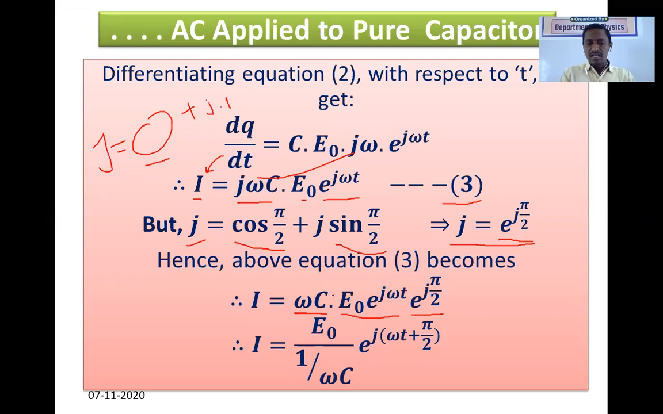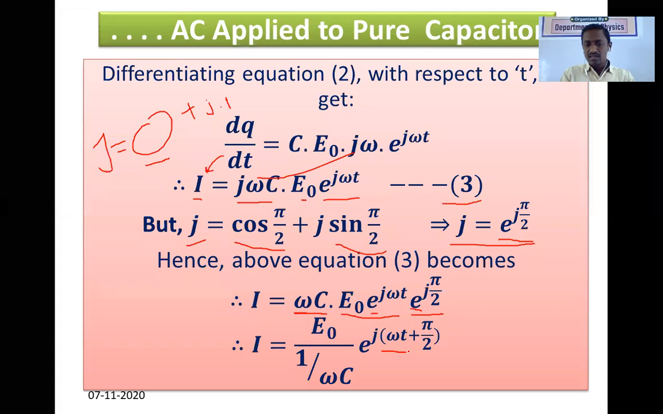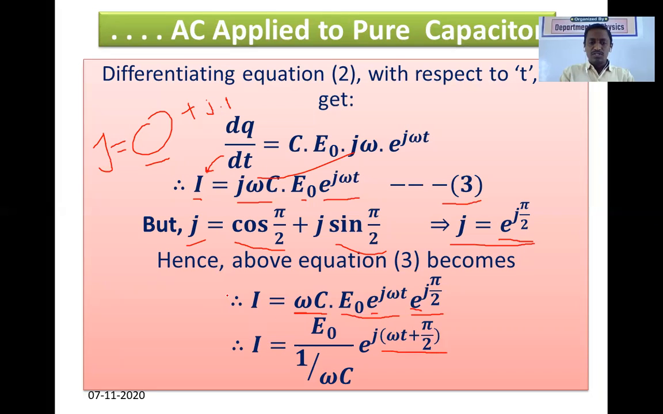So E0 omega C can be written as E0 over 1 by omega C. Here the base of e is the same in both terms, and j from both the terms is taken common. So the quantity inside the bracket will be omega t plus pi by 2. This equation can be simplified to the form I equals E0 upon 1 by omega C into e to the power j in bracket omega t plus pi by 2.